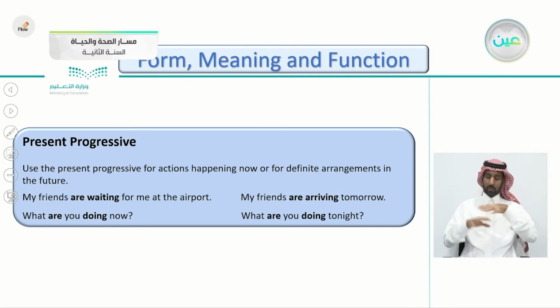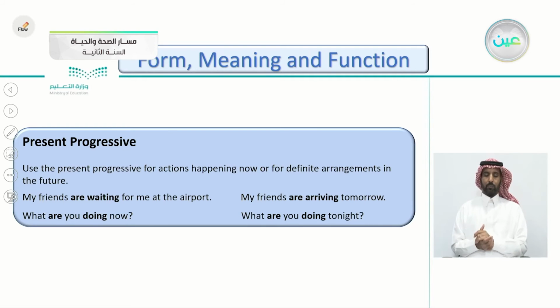What are you doing now? My friends are arriving tomorrow. What are you doing tonight? So these are the forms of the affirmative and the question form here. My friends are waiting for me at the airport. This is happening now. My friends are arriving tomorrow. This is an arrangement. This is a definite arrangement.